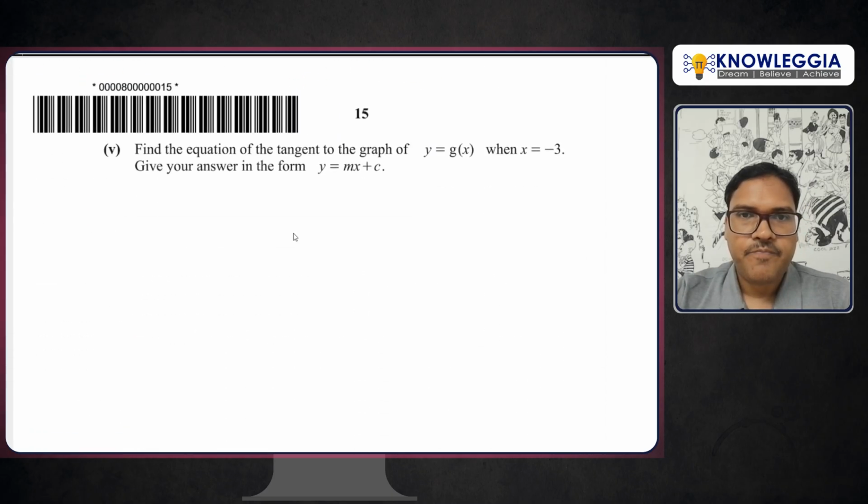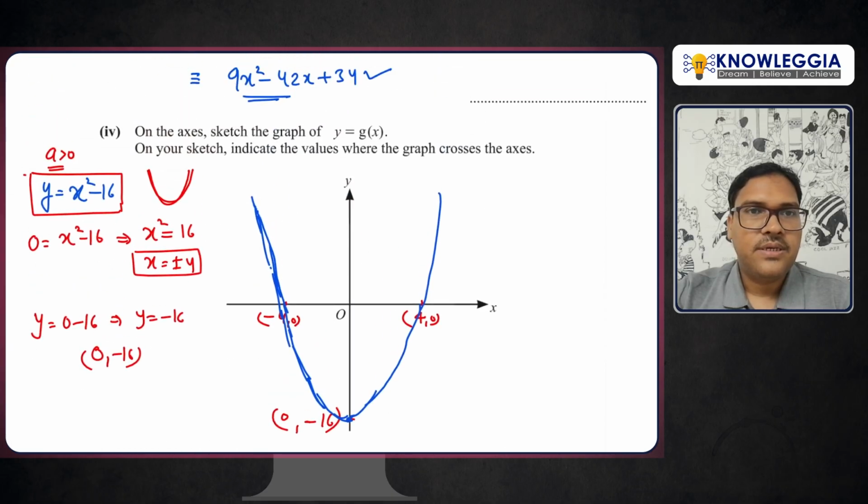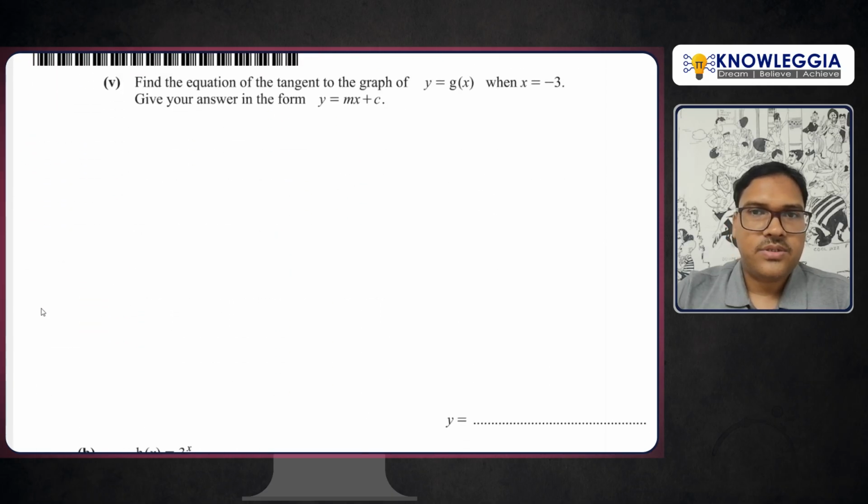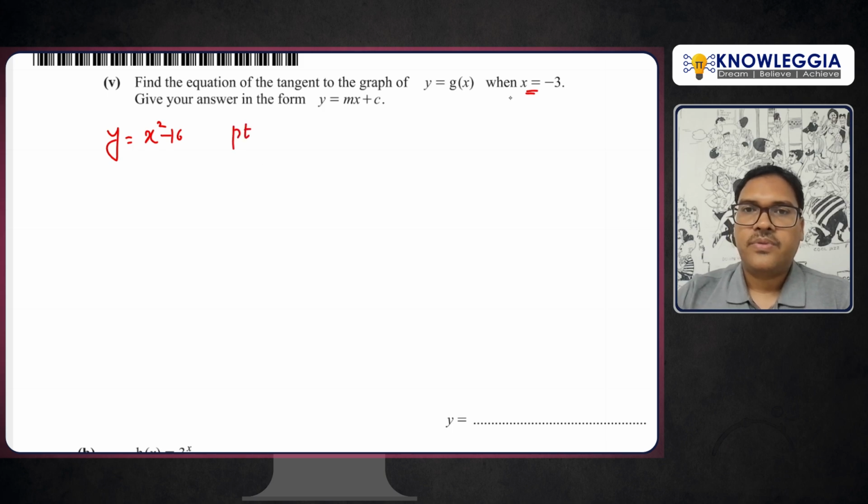Right. Next part. The equation of the tangent to this graph y equal to g(x) when x equal to minus 3. Okay. So what is the function g(x)? You can see the g(x) function is x squared minus 16. So y is equal to x squared minus 16, and they're asking you to write the tangent at x equal to minus 3. Now what is the point? Let's first find the point. This is the graph. At x equal to minus 3, you have to draw the tangent like this. So we have to find the coordinates of that point. So if I put x equal to minus 3, this is negative 3.